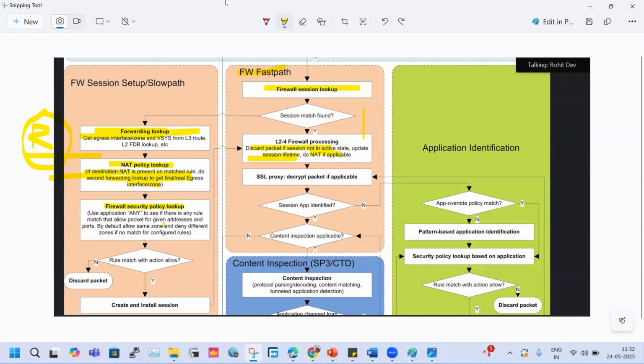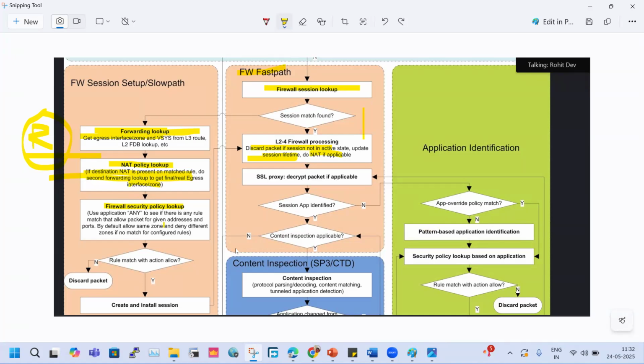In that scenario, the CPU overhead will be minimized by the firewall, right? Yes, the CPU overhead will be decreased, and processing will be fast, right? Yeah, correct. And what is the session application parameter?